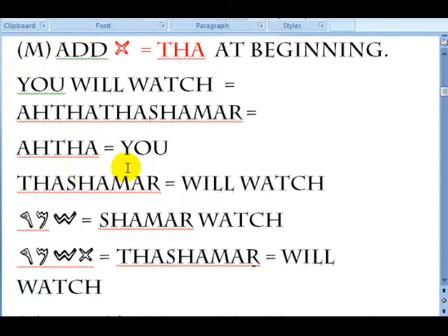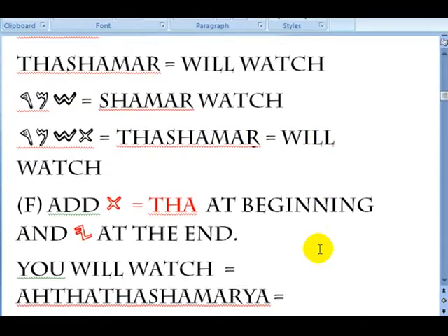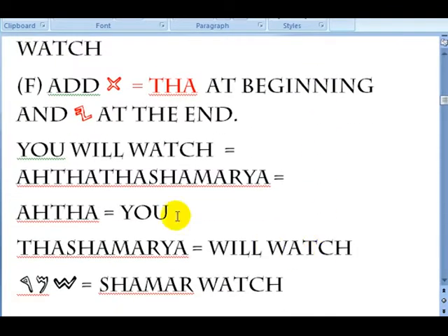Alright, so you will watch. Atha, tha shamar. Atha is you, tha shamar will watch. Shamar is watch, and tha shamar, as you see here, will watch. Now, the feminine way of doing it is you would add a tha at the beginning of the word, and then add a ya at the end.